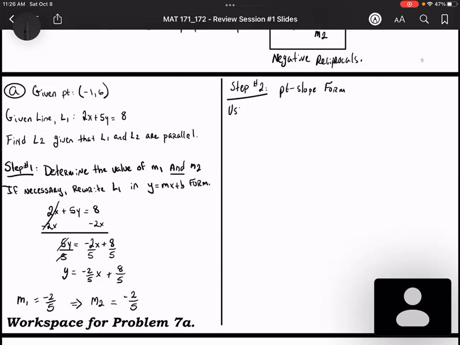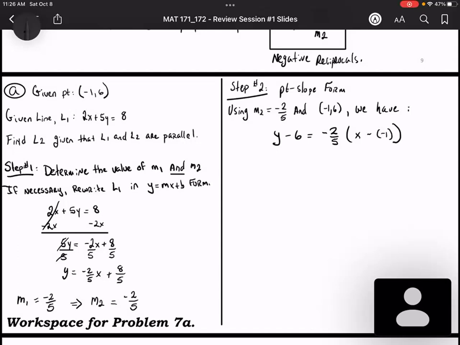So using M2 equal to -2/5 and the given ordered pair, -1, 6, we have the following. It's going to be y minus the value of y1, which is 6, equals our slope, -2/5, in parentheses, x minus -1. Now, on my lab again, it's going to ask you to simplify this.